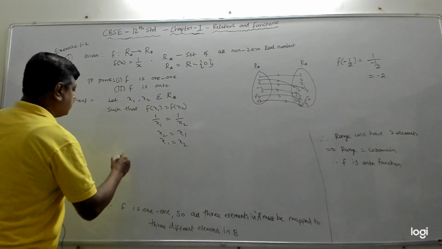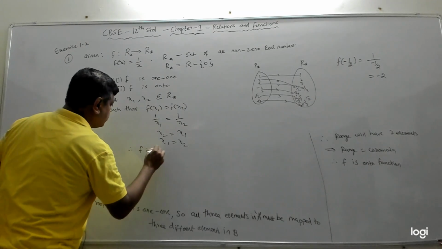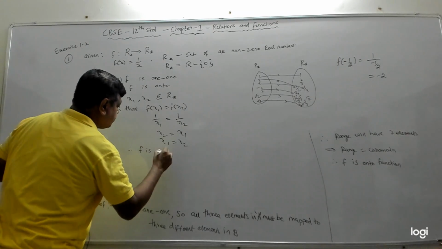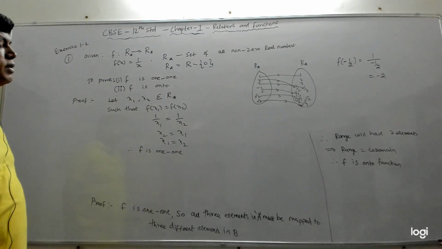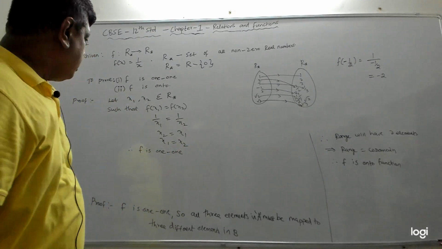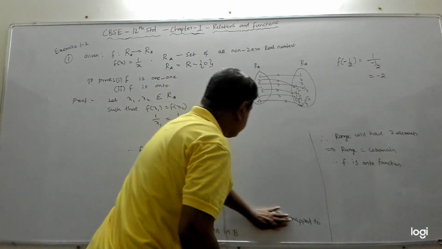So therefore, f is 1 to 1. So we have proved f is 1 to 1. Now we should prove that f is onto. F is an onto function. Now onto function, how do we prove?